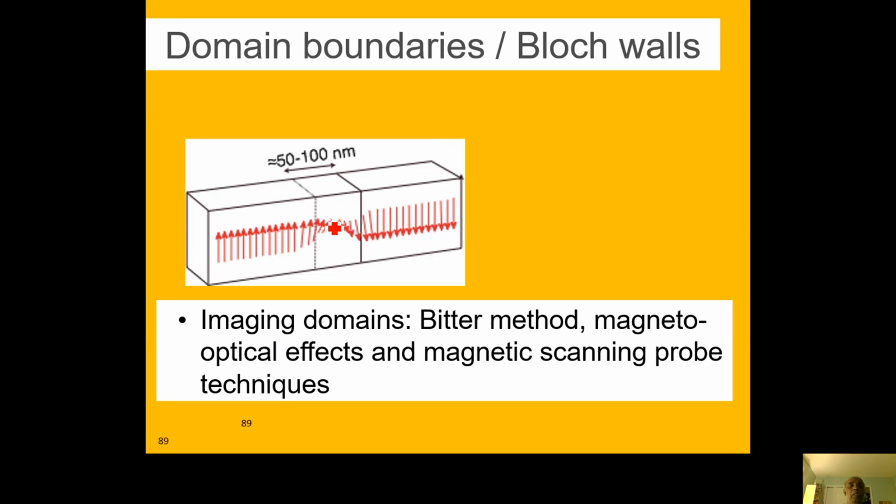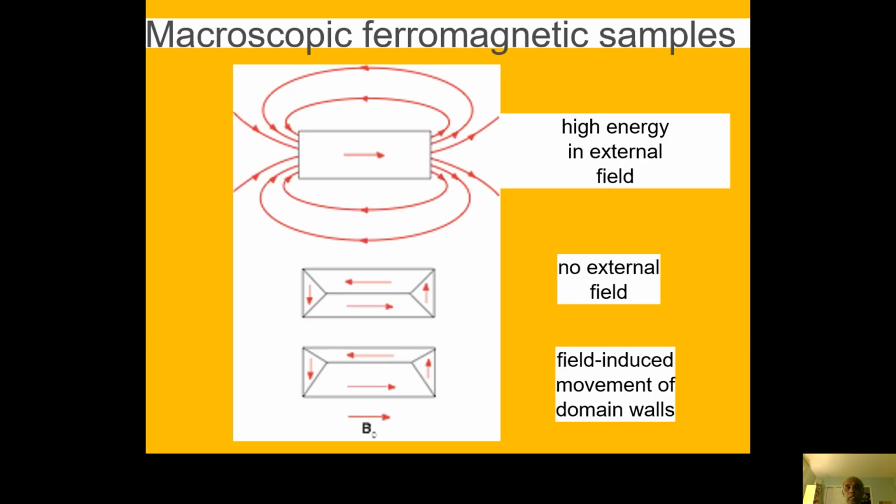You can image these domains using magnetic scanning probe techniques. You can see these spins reorienting near the domain wall, and then again reorienting at the next domain wall. So then it becomes like this. You can see this reorienting of spins at the domain walls.